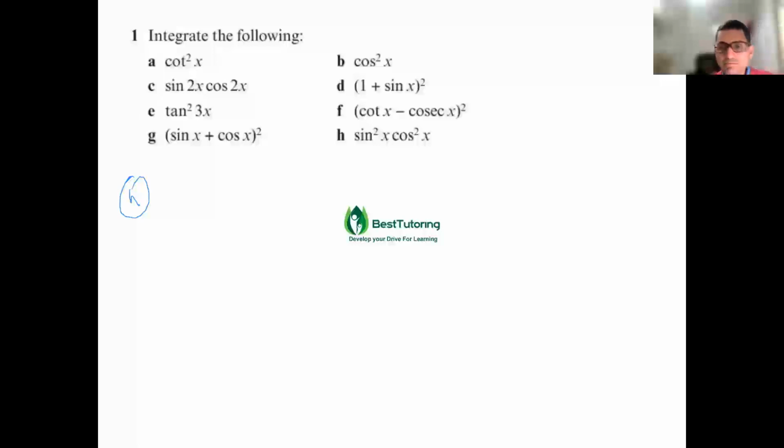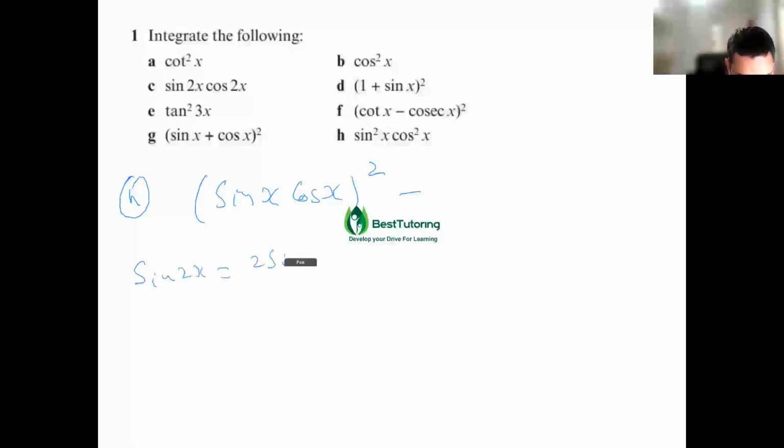Right, guys, let's go. Let me give you one clue. Okay, so can I write it like that, Sonali? Can I write it as (sin x cos x) to the power 2? Yes. And what is sin x cos x going to be? We know that sin 2x is equal to 2 sin x cos x. Therefore, sin x cos x is going to be 1 over 2 sin 2x. So we end up with (1 over 2 sin 2x) to the power 2.